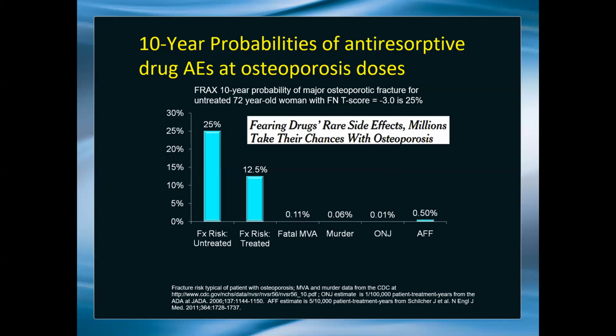There was just a New England Journal paper demonstrating that the amount of fractures you prevent is so much greater than those iatrogenic fractures that we're thinking about here that everybody's very, very afraid of. That's it. That's my last slide. I hope we can discuss some of these issues.